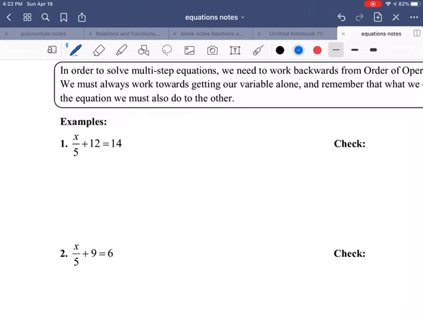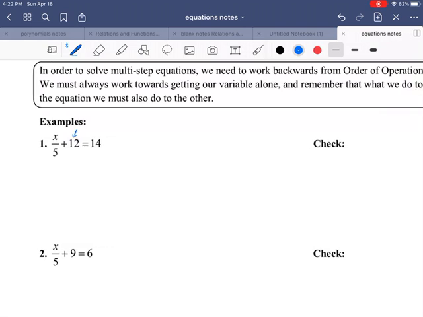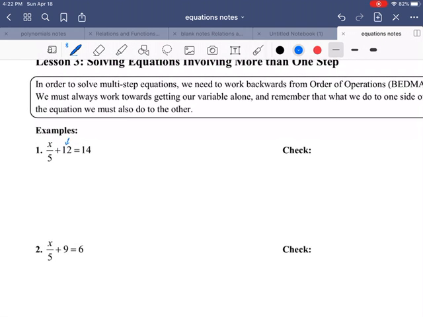So this first example, we have x being divided by 5 and being added to 12. The first thing we're going to work on is this positive 12. Because we're working with the order of operations in reverse, we deal with the addition. So to make a zero pair, we're actually going to subtract 12. And you're going to be left with x divided by 5 is equal to 2. Now to get rid of the denominator of 5, multiply by 5, and x will equal 10.